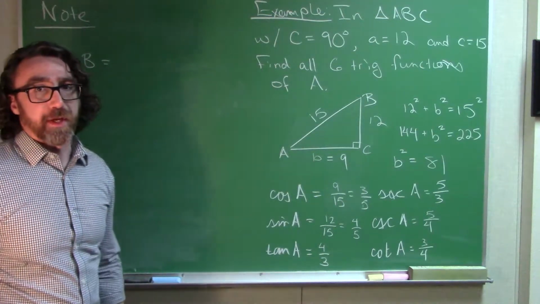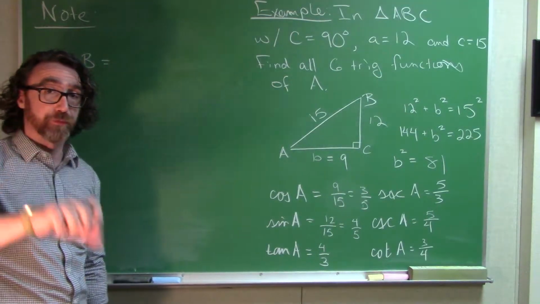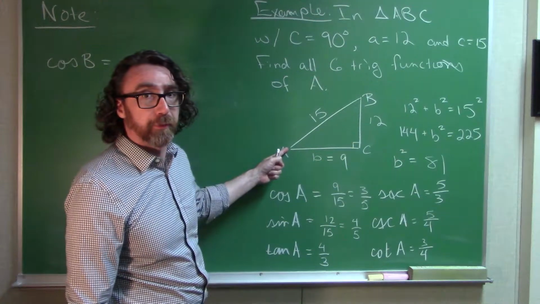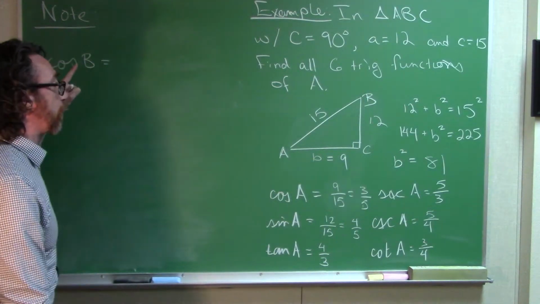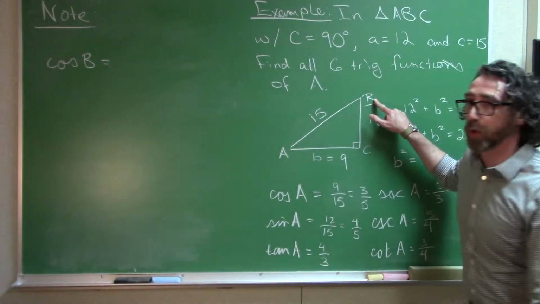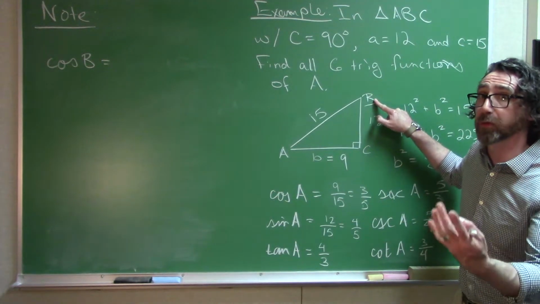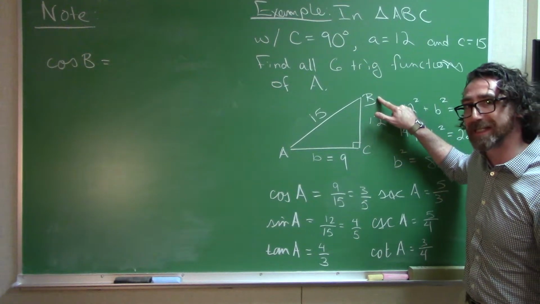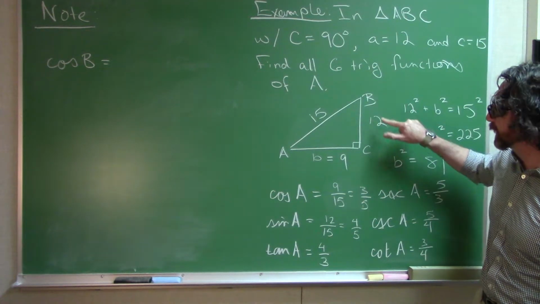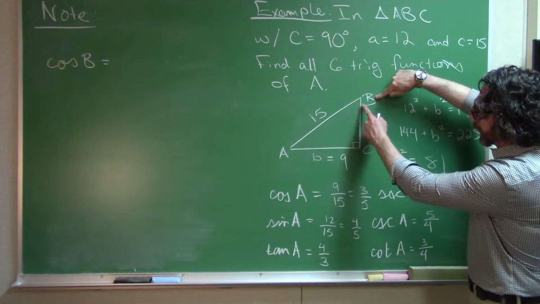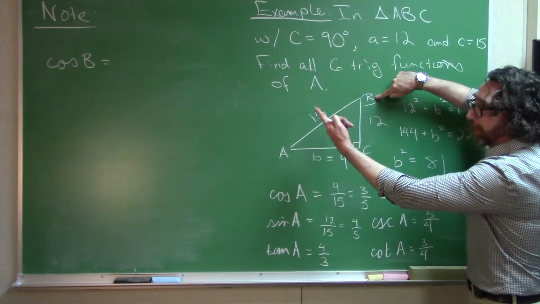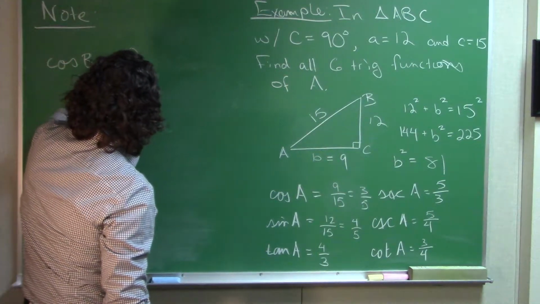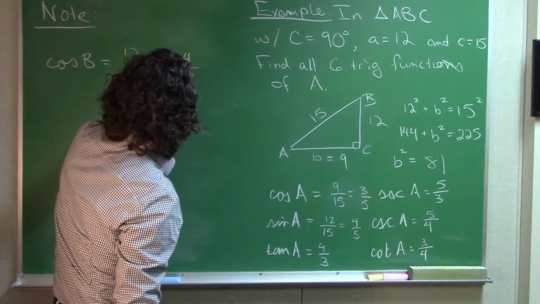Now, one thing I want to emphasize about the importance of understanding what angle you're dealing with. If I were to talk about angle B, if I'm talking about cosine B, well, I'm still going to do adjacent over hypotenuse. But if I'm focused here on angle B, the adjacent side's right there. If I'm at angle B, there's my adjacent side. The hypotenuse is, of course, still 15. So cosine B would be 12 over 15, or 4 over 5.